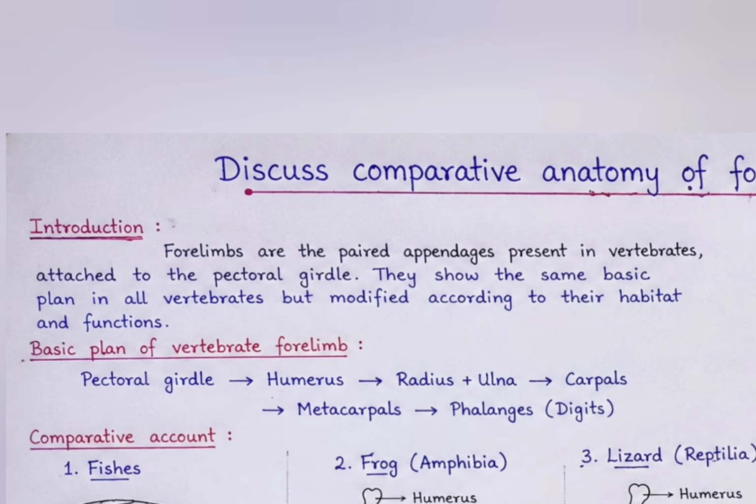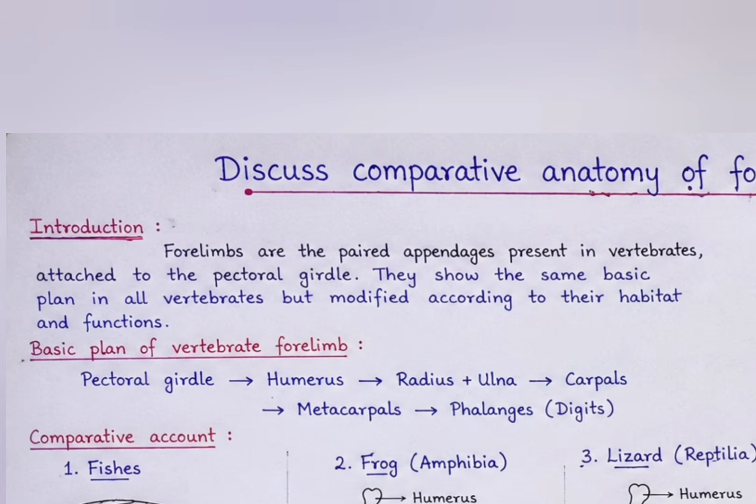Habitat means the surrounding area in which the organism lives. For walking we have hind limbs; for picking or eating we have hands. With hind limbs we cannot eat, and with forelimbs we cannot walk. The forelimbs of vertebrates have a basic plan.